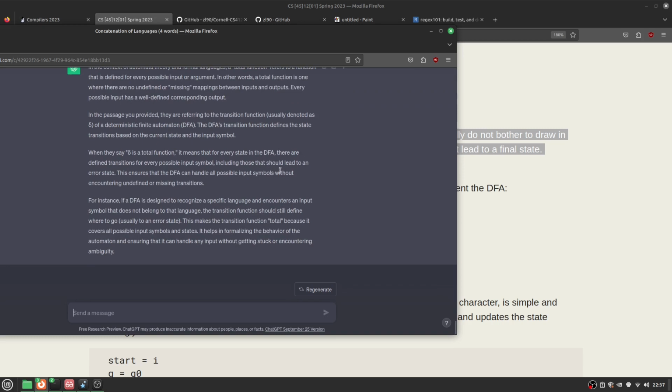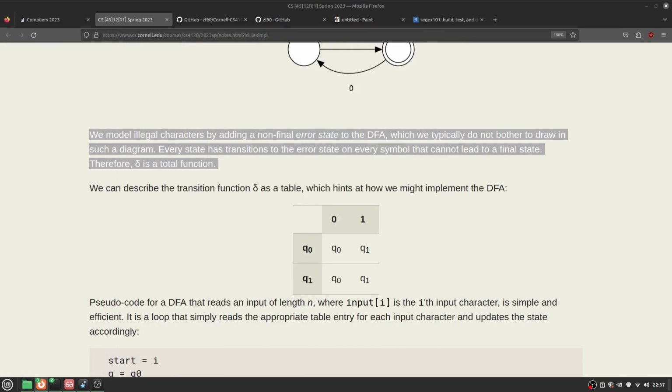For instance, if a DFA is designed to recognize a specific language and encounters an input symbol that does not belong to that language, the transition function should still define where to go. So delta always knows where to go, no matter what the input symbol is.